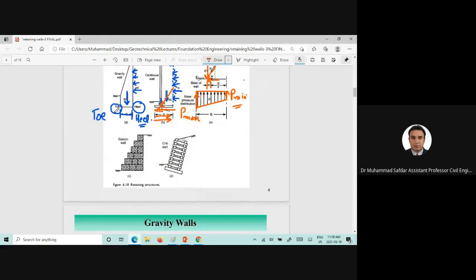So the cross section of the gabion wall will look like this, and the crib wall, if it's inclined or if it's vertical, it will look like in figure 6.18d.